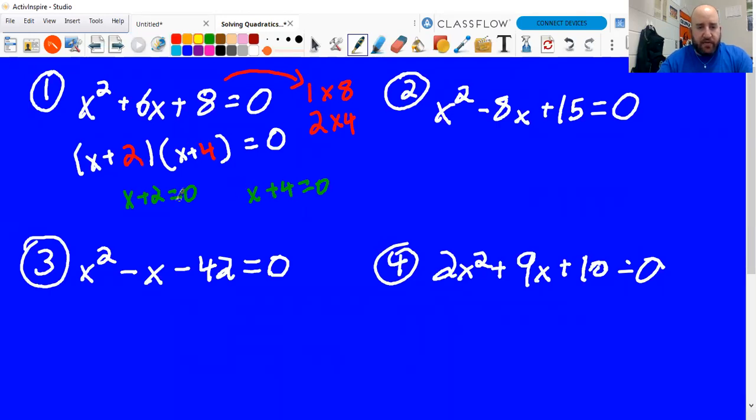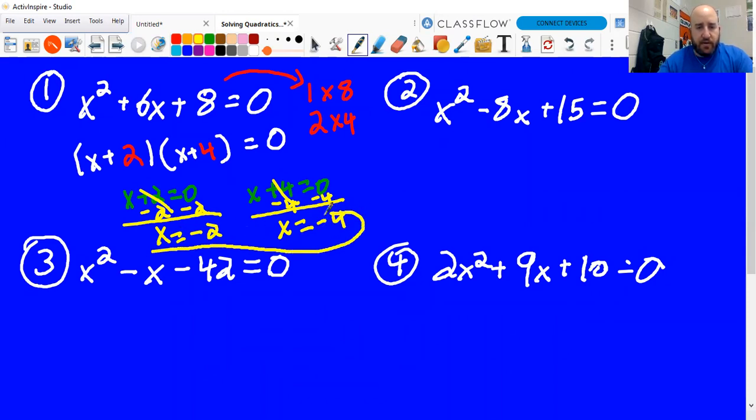I got to get x by itself for both of these. So here I'm going to subtract 2 from both sides. I'm going to get x equals -2. Over here, I'm going to subtract 4 from both sides. I forgot to do it over there. And get x equals -4. It's supposed to be negative. -4. There we go. So those are my 2 solutions.